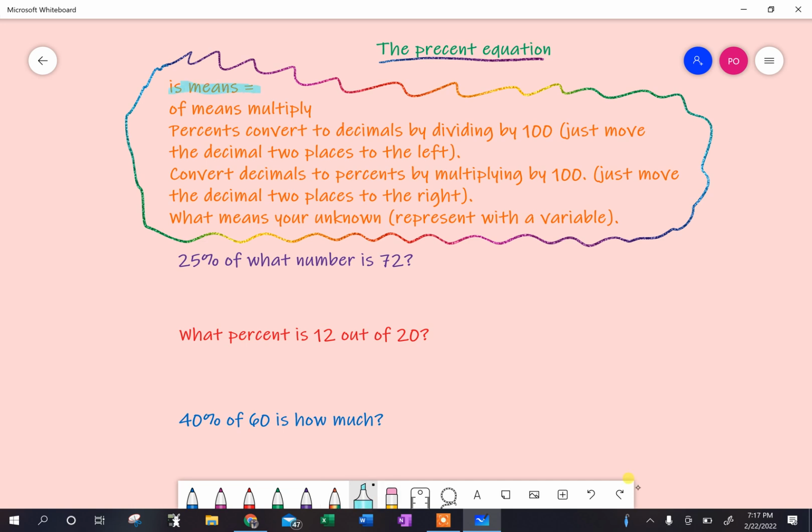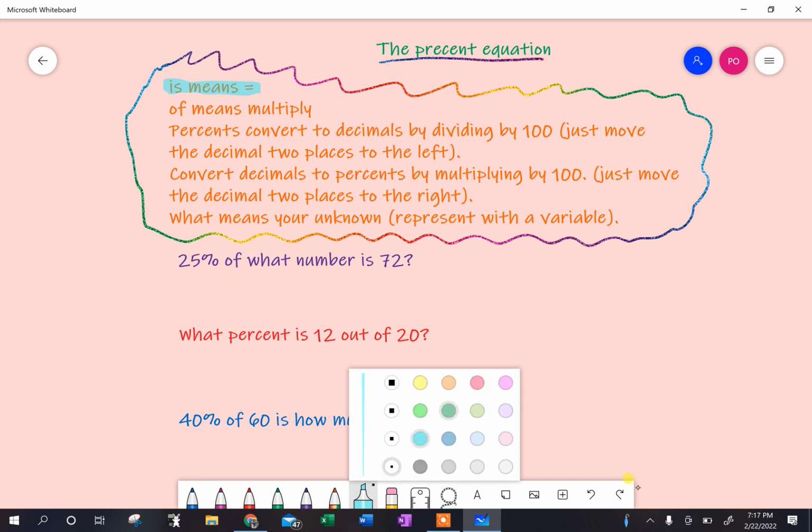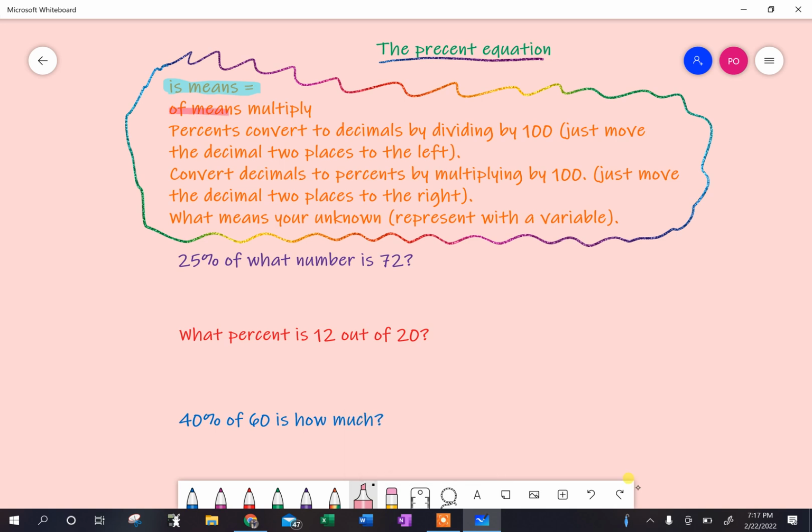The word is means equals. And that kind of makes sense. 5 plus 6 is 11. The word of means to multiply. So you have to keep that in mind. When we see the word of, we're going to think multiply.